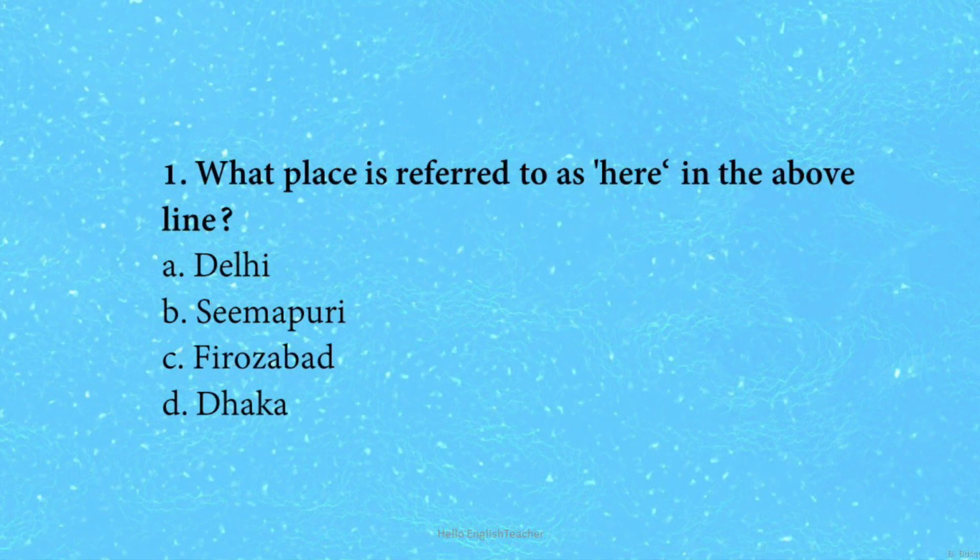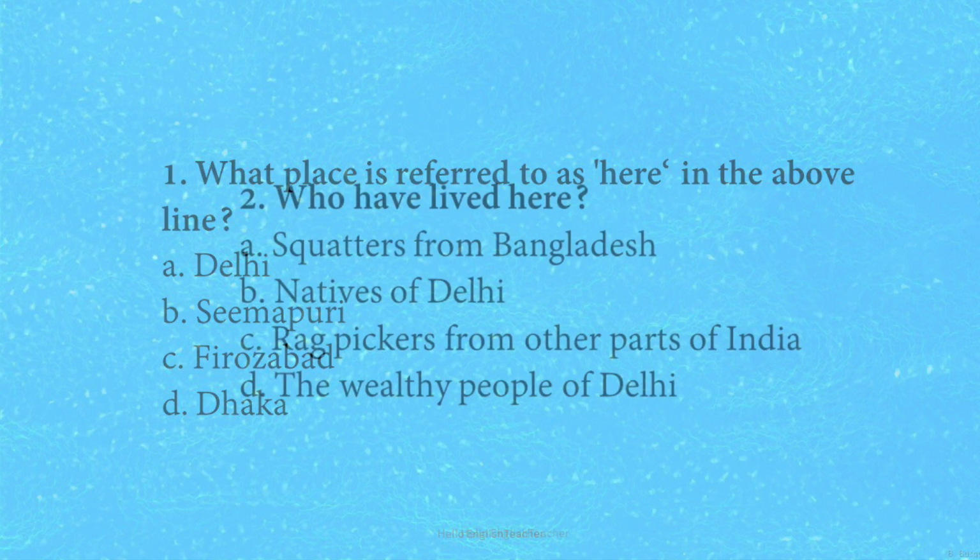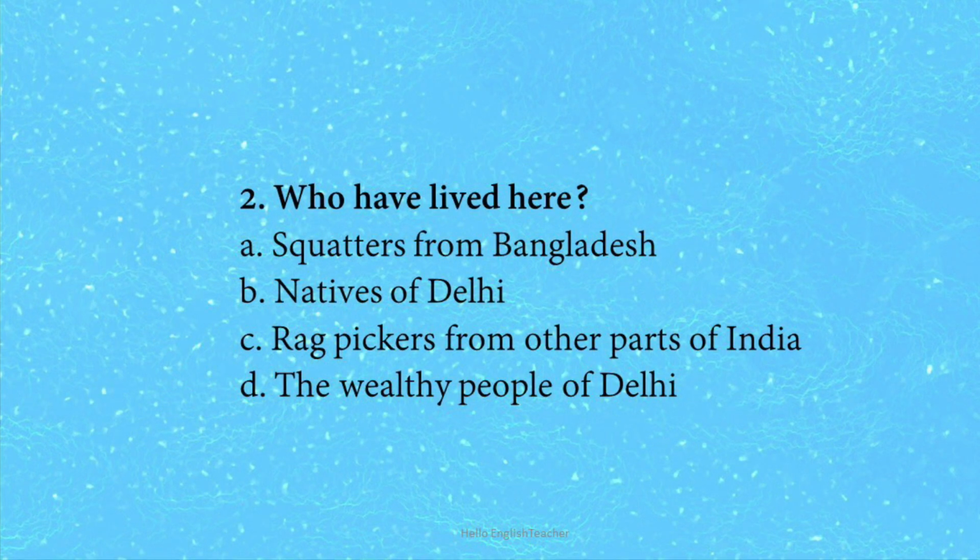Question number 1, what place is referred to as here in the above line? Is it Delhi, Seemapuri, Firozabad or Dhaka? So, we are talking about B, Seemapuri. So, let us look at the next question. Question number 2, who have lived here? Squatters from Bangladesh, natives of Delhi, rag pickers from other parts of India or the wealthy people of Delhi? So, the answer is A, squatters from Bangladesh have been living here for a long time.